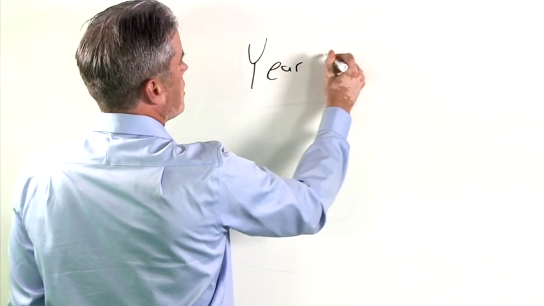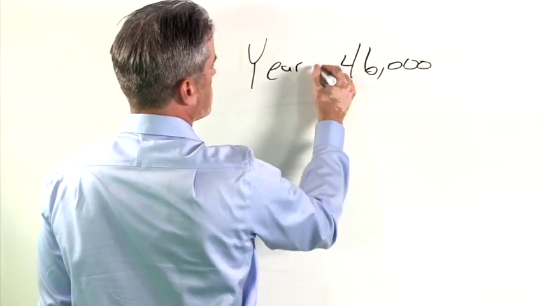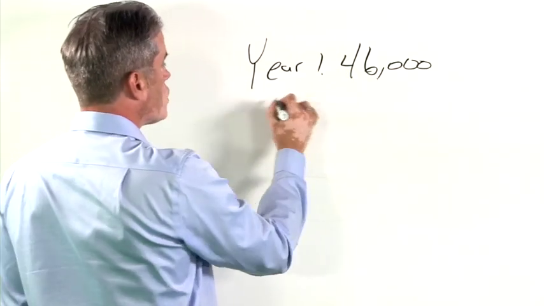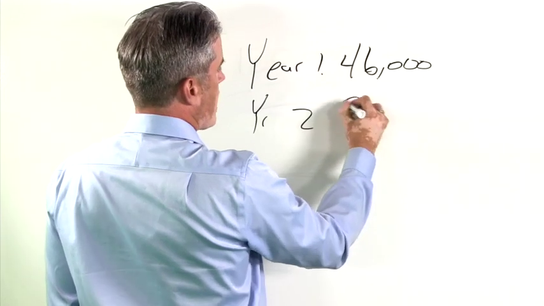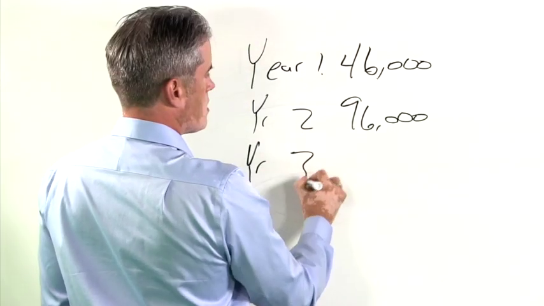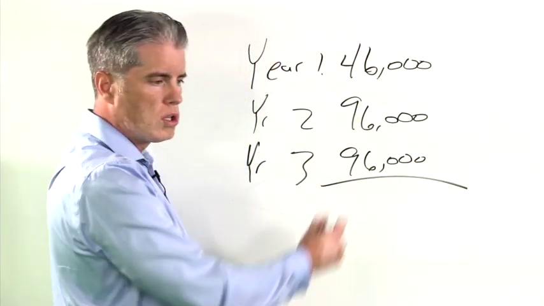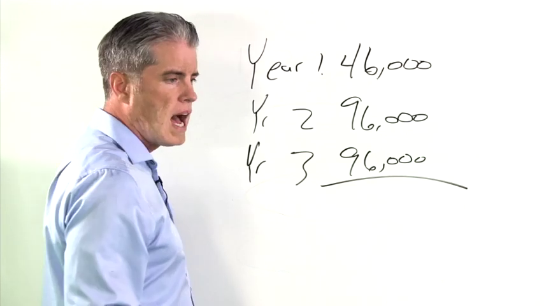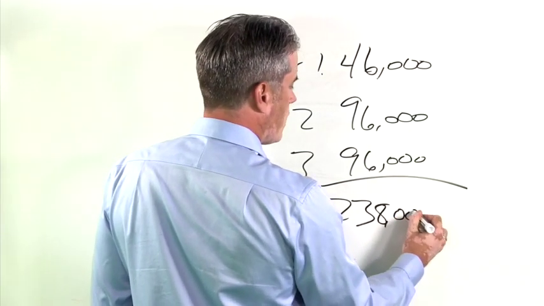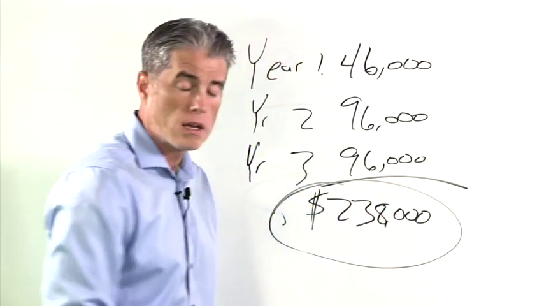And then you don't have more consulting fees. Let's assume you just keep going. So year two, you're back to $96,000. Year 3, you're at $96,000. In total, in just 3 years' time, you're looking at $238,000 in money that goes in your bank.